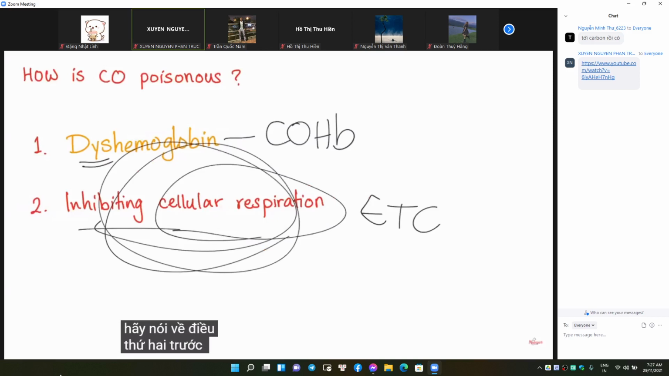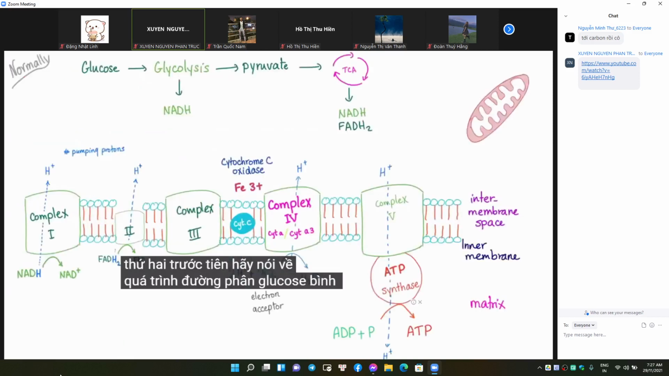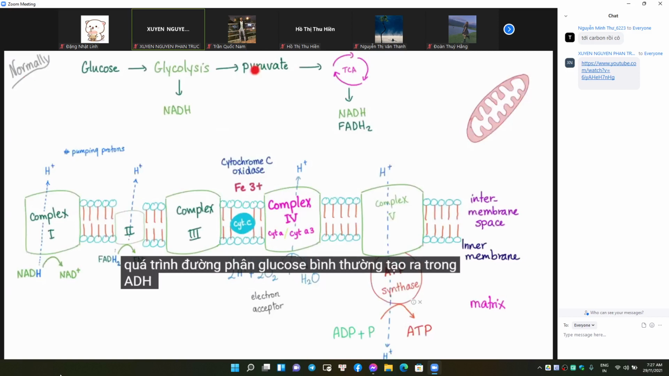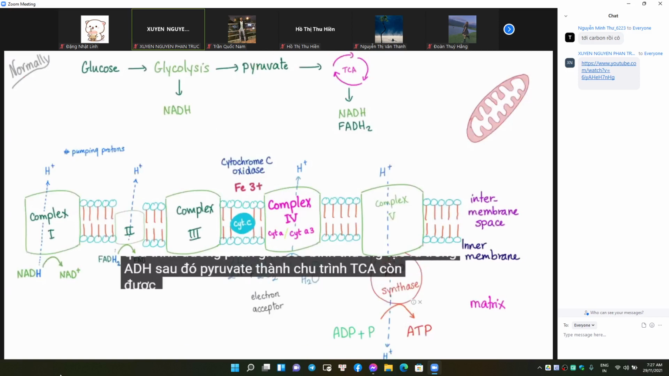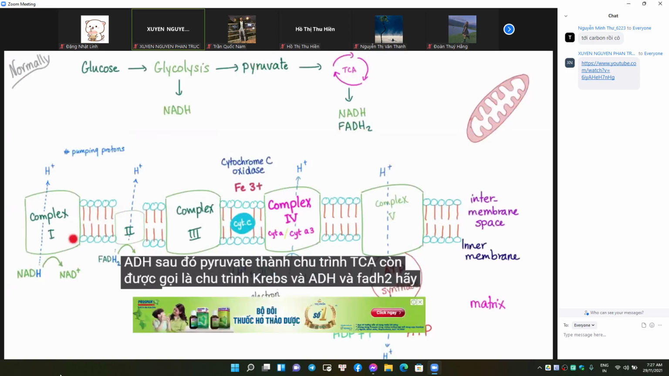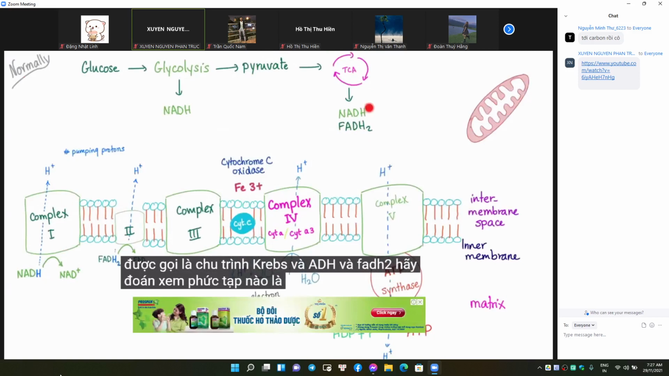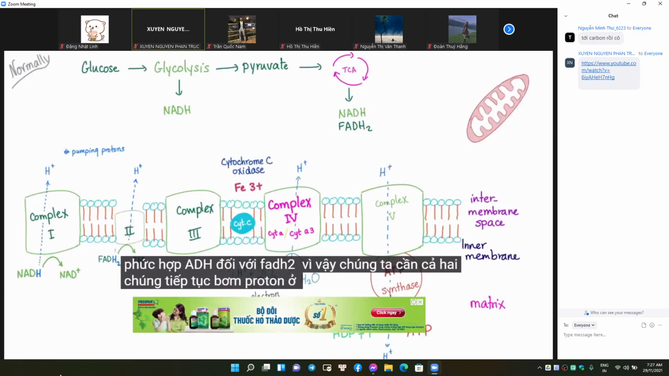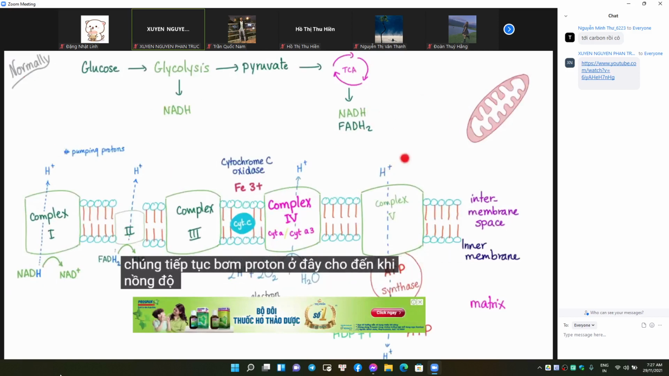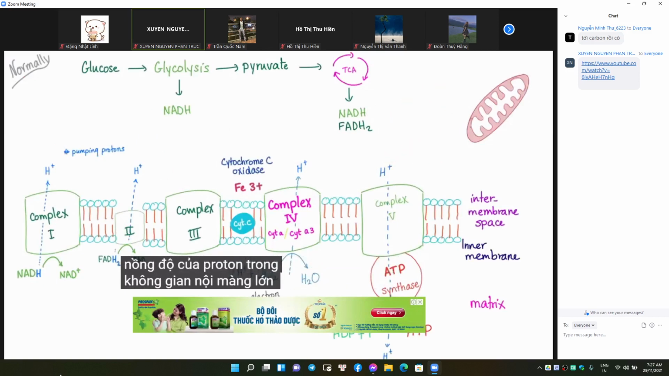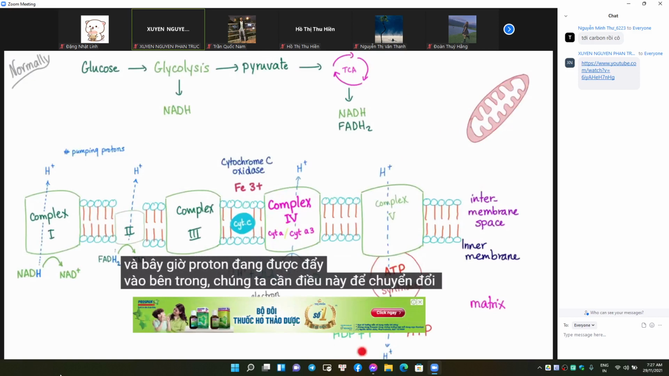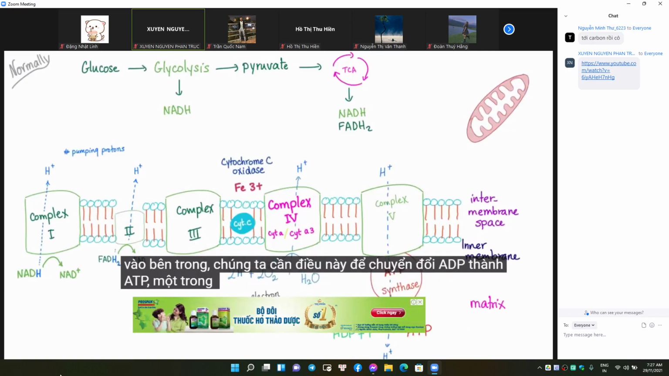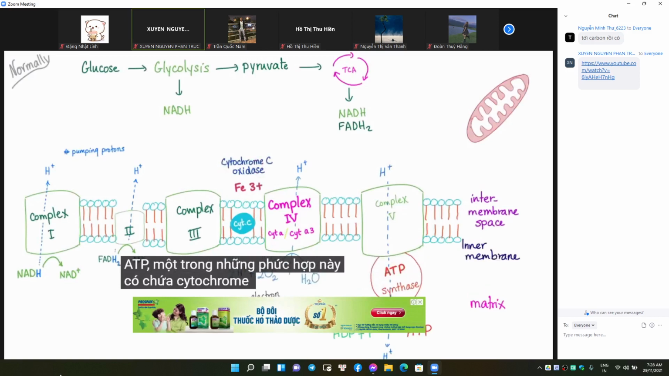Let's talk about that first. Let's first talk about normal glucose glycolysis, producing NADH, then pyruvate to the TCA cycle, also known as Krebs cycle, NADH and FADH2. Guess what complex one is? It's NADH. Complex 2, FADH2. So we need both. They keep pumping protons here until the concentration of protons in the intermembrane space is larger than the matrix, and now protons are being pushed inward. We need this to convert ADP into ATP.